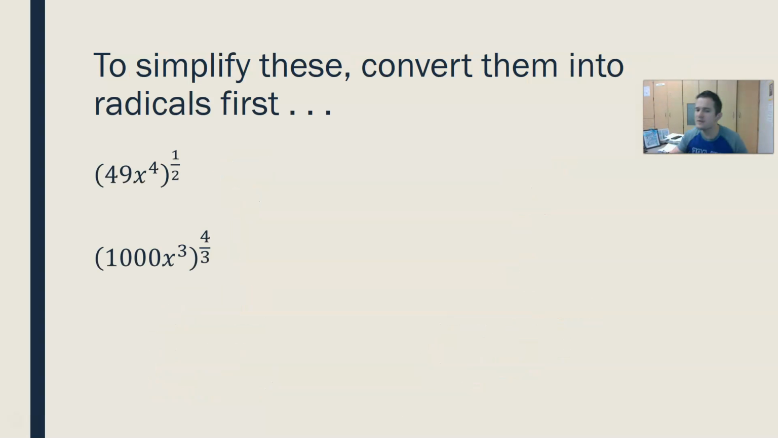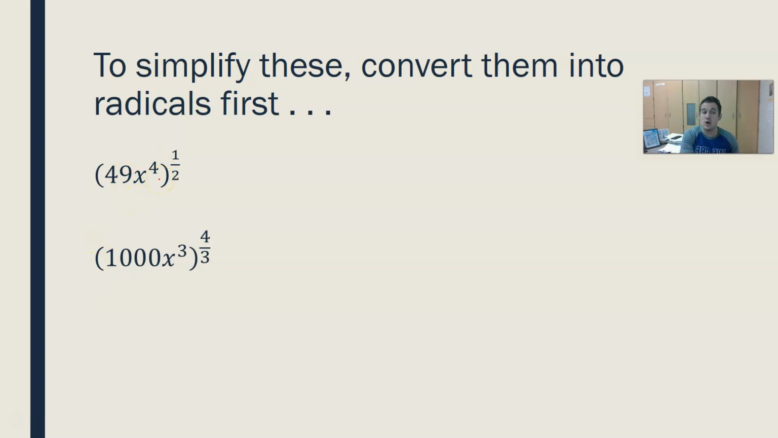So now what about an expression like this? What if I had something like 49x to the 4th to the 1/2 power, or 1000x to the 3rd to the 4/3 power? How do I go about simplifying those? Well, in this form, it might not be as intuitive. It might not be as easy to recognize how to simplify them.